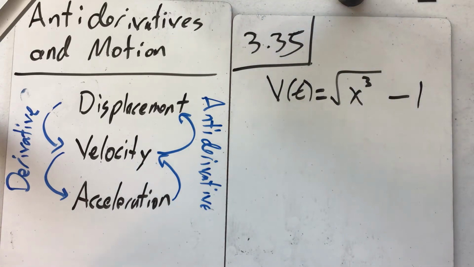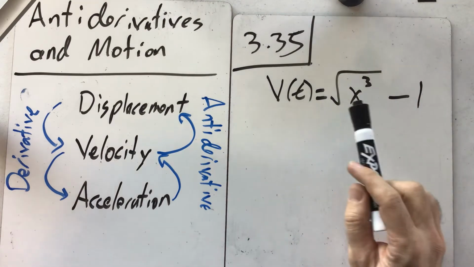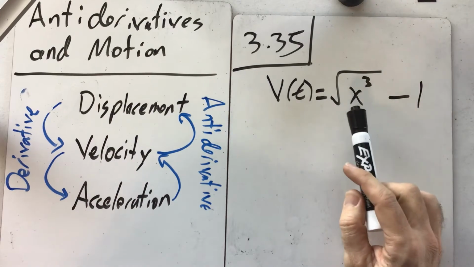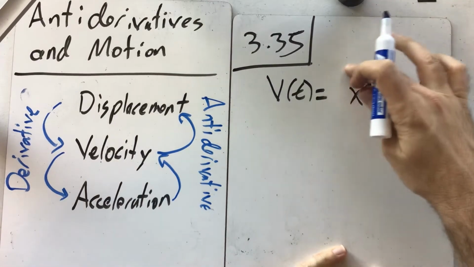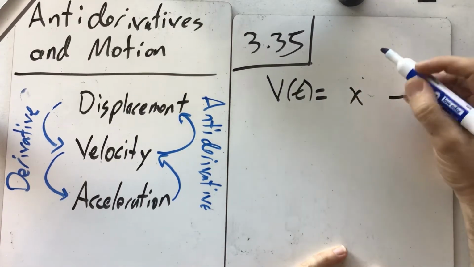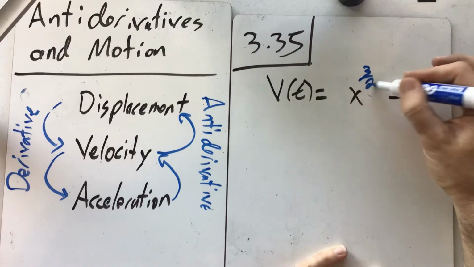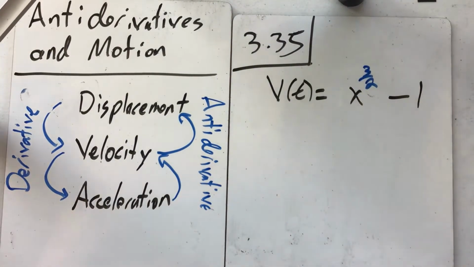Okay, so a particle is traveling in a straight line, and its velocity is given by the equation v of t equals the square root of t cubed minus 1. The first thing I'm going to do is change that square root of t cubed. Notice the square root is a 1/2 power, and so this is actually t to the 3/2, and that's what the square root of t cubed means. Okay? So this is t to the 3/2 minus 1.